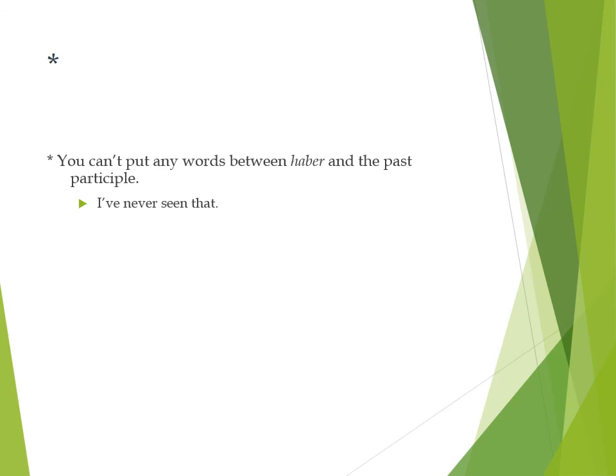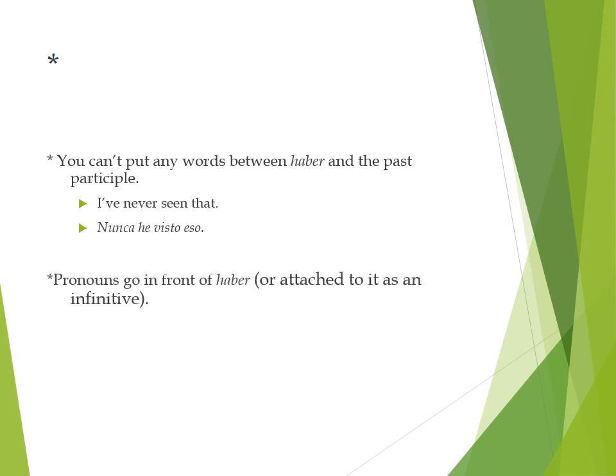Look at this. I've never seen that. In Spanish, you have to say, nunca he visto eso. You cannot put the nunca in between the form of haber and the participle. Pronouns go in front of haber, or they can be attached to it if it's used as an infinitive. I've already eaten it. Ya lo he comido. You cannot attach pronouns to the past participle, by the way. They must go in front of haber or attached to it as an infinitive. Preguntas?